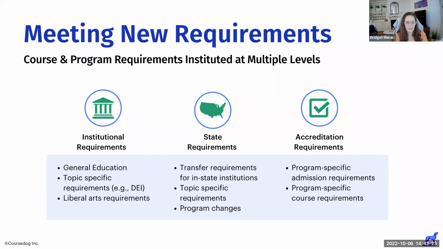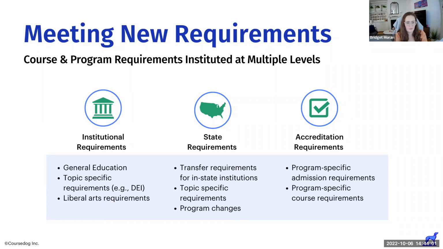This will vary institution to institution and state by state, but we know that program and course development certainly don't live in a vacuum. Many institutions set their own requirements in areas such as what courses constitute a general education, to what extent students should be required to take liberal arts courses, and any other topic-specific requirements. This may be required courses on topics related to things such as DEI, civics, or other areas.